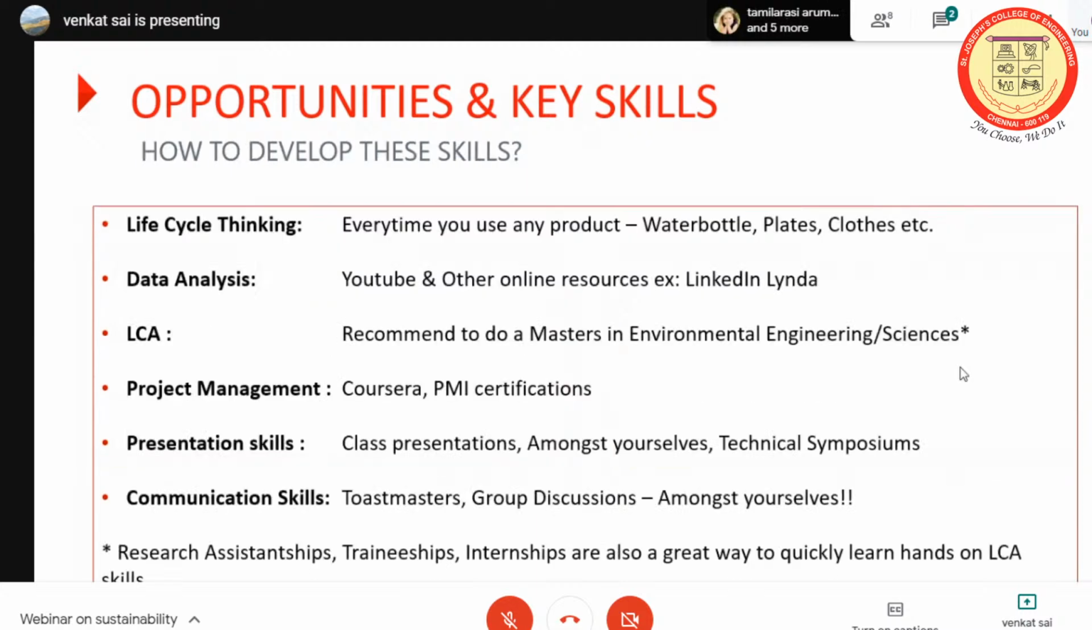How can you develop these skills? Like I said, life cycle thinking, I'm not even going to go into it in terms of, okay, I can send you numerous links where you can learn about them from a technical point of view, but please, this should be your new normal. Every time you use any product, may it be a water bottle, plates, clothes, etc., start thinking about it. This is the key message that I want to give you as part of life cycle.